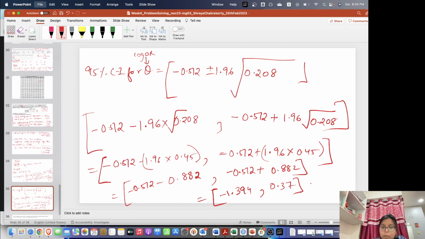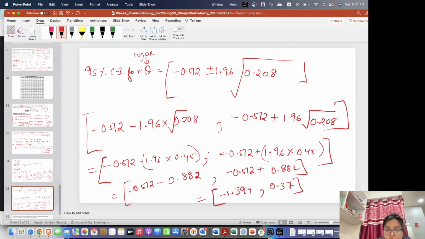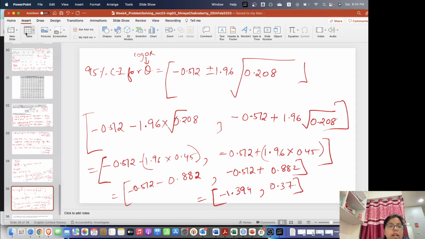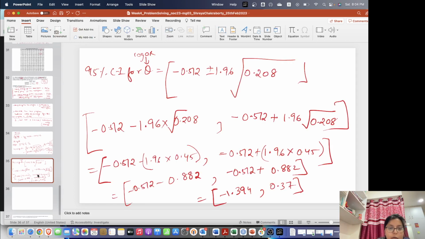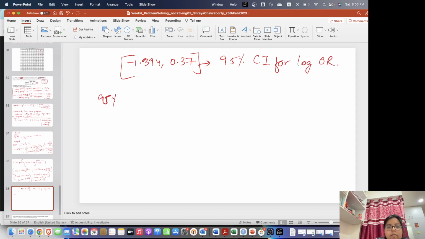So far we have just obtained the 95% confidence interval for log odds ratio. So whatever we have obtained, minus 1.394, 0.37, this is the 95% confidence interval for log of odds ratio. So then 95% CI for odds ratio would be e to the power minus 1.394 and e to the power 0.37.